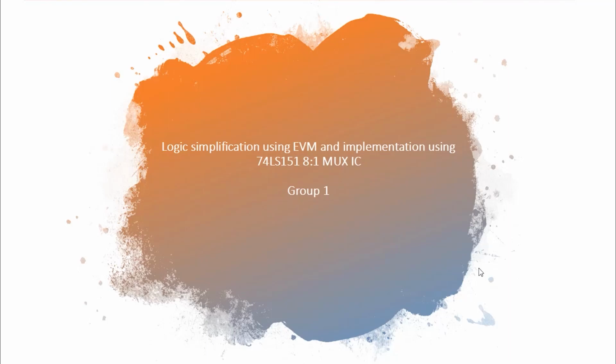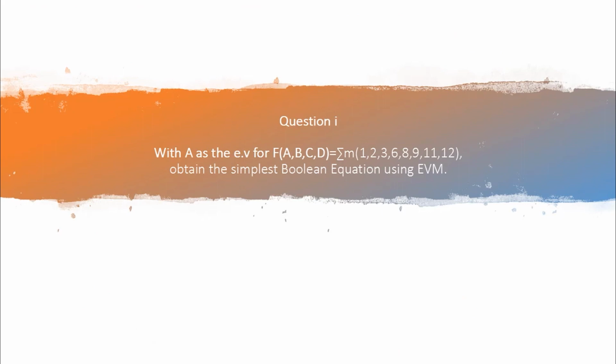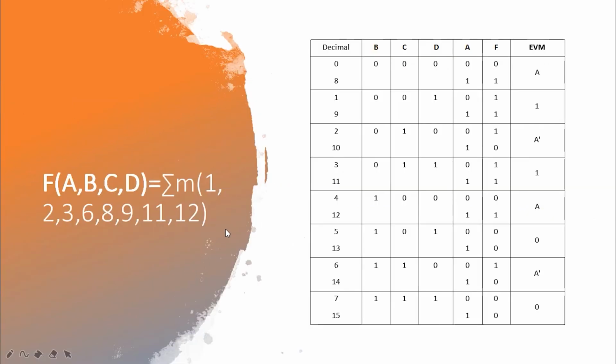This video is prepared by Group 1 and this is about logic simplification using EVM and implementation using 74LS151 8-to-1 multiplexer IC. For the first question, with A as the entry variable for this Boolean function, obtain the simplest Boolean equation using EVM. By looking at this Boolean function, it consists of 4 variables which are A, B, C, and D. Therefore, it will have 16 combinations which is equivalent to 2 to the power of 4.